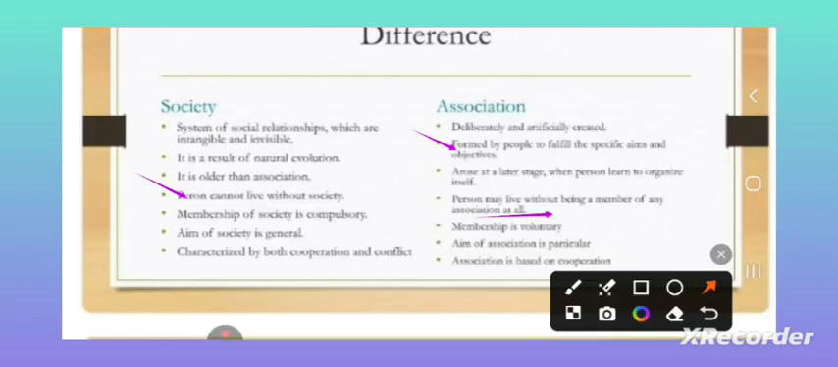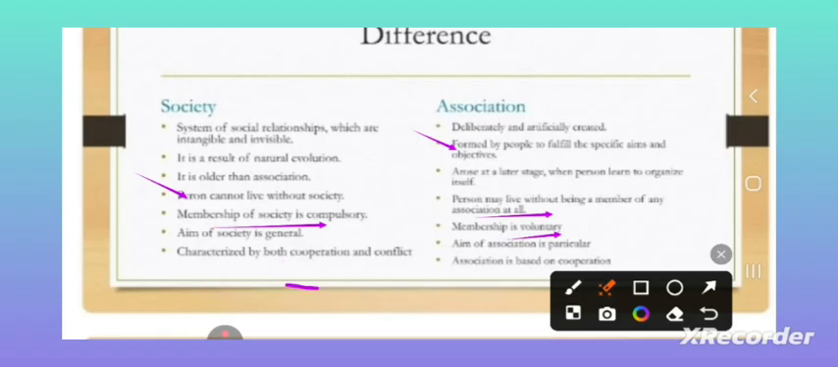Aim of society. Membership of society is compulsory. Membership of an association is voluntary. Aim of society is general, covering all human desires and needs. Aim of association is particular, focuses on one or a few specific goals.